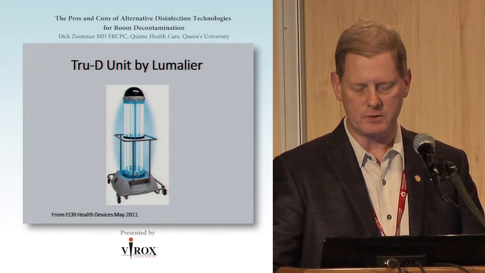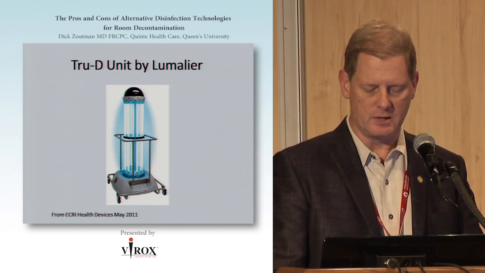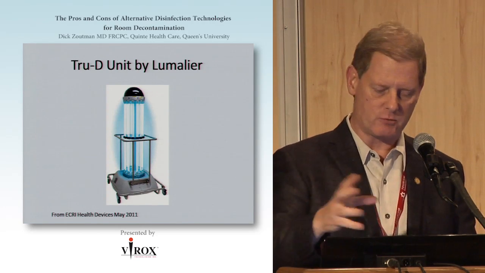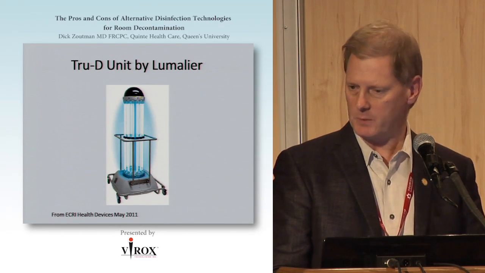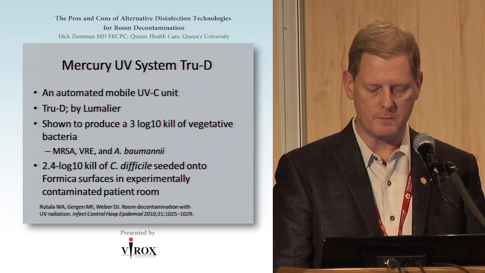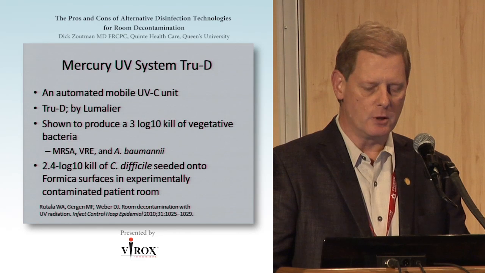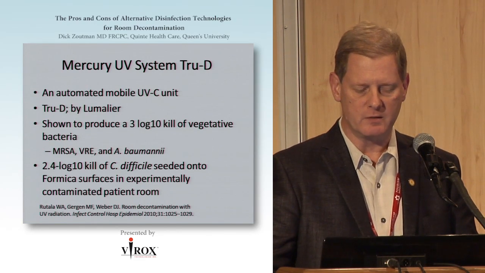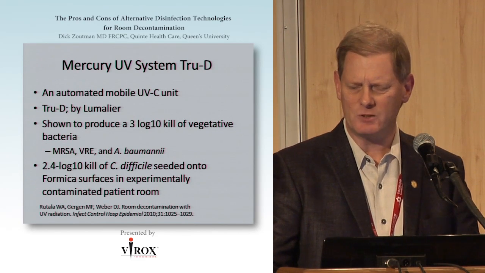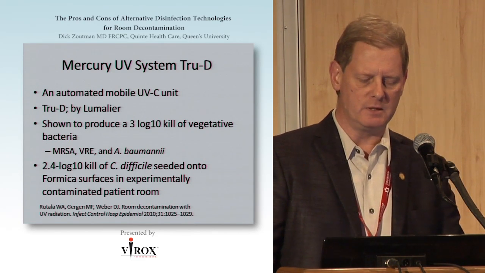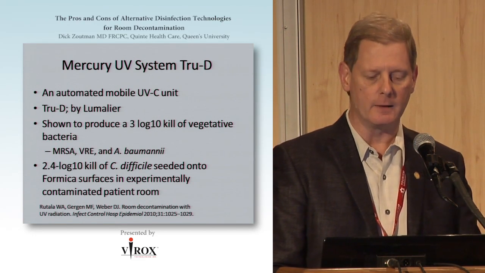So here's one of the units marketed by Lumalier. It's called the Tru-D unit, and it is, as you can see, a bank of lights and it has a shroud that you can put over it when it's not in use. It's wheeled, you can move it around, and you immediately see, oh, we can move this around in an organization. Some work on this, it's automated. It's been shown to produce about a 3-log kill of vegetative bacteria, MRSA, VRE and Acinetobacter baumannii, and about a 2.5-log kill of Clostridium difficile seeded onto Formica surfaces, that work done by Rutala et al.